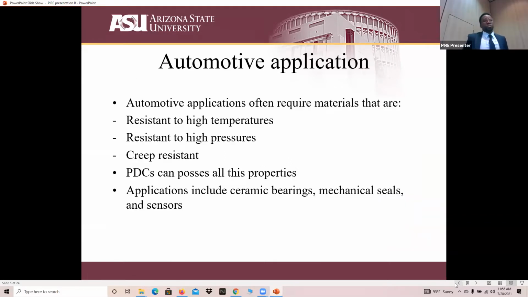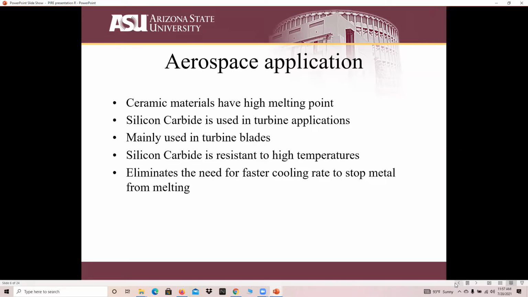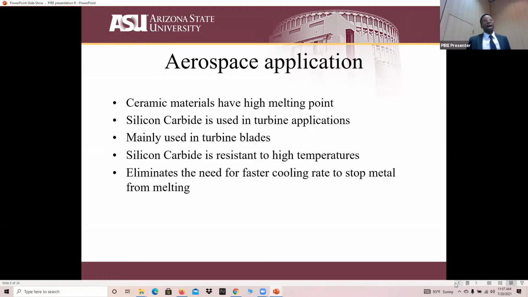In the automotive industry, we can see the use of PDCs in ceramic bearings, mechanical seals, and sensors. And then as we move into the aerospace industry, we can see the use of PDCs, more specifically silicon carbide composites, in turbine blades due to their high melting temperatures.